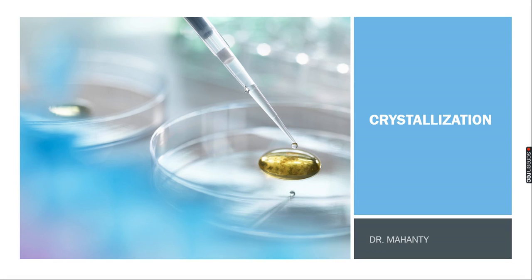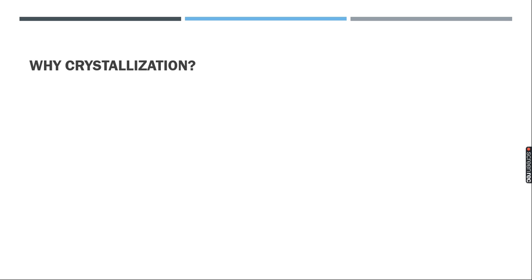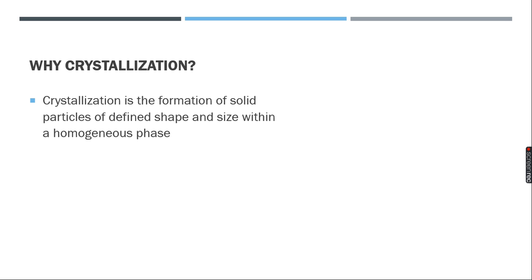In this class we will be discussing the polishing operation known as crystallization, which is one of the important operations for getting the highest purity of fine chemicals, proteins, and other pharmaceutical products for biotechnological applications. First of all, we need to know why we are doing crystallization. It is the formation of solid particles of defined shape and size within a homogeneous phase.